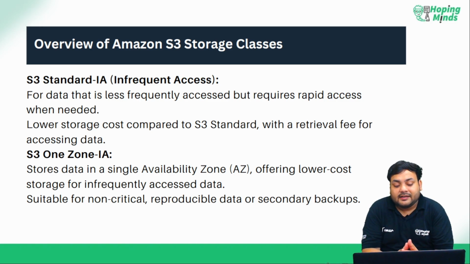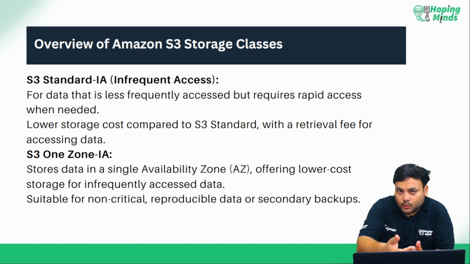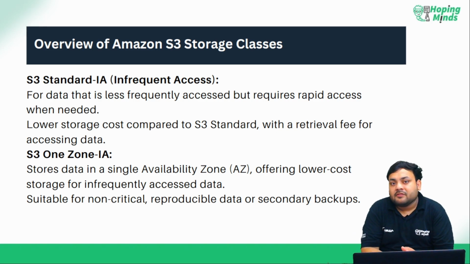For data that is accessed less frequently but requires rapid access when needed, we can use S3 Standard-Infrequent Access. That means the data is accessed less often, but when we need it, we need it quickly. Next we have S3 One Zone-Infrequent Access, which stores data in a single availability zone, offering lower cost storage for infrequently accessed data.